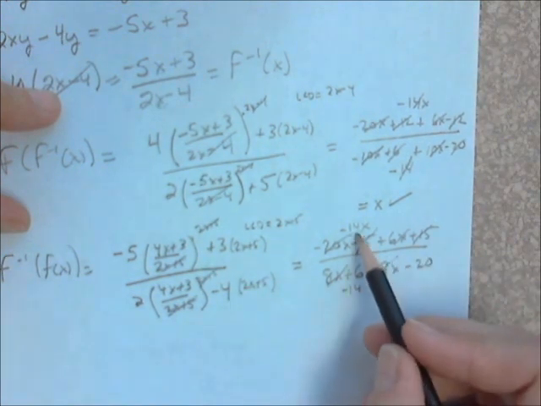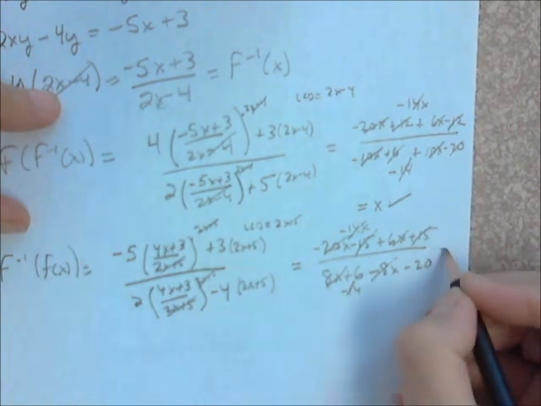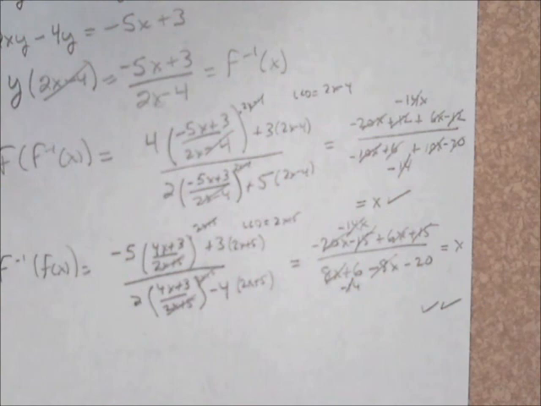You're left with negative 14x over negative 14. The 14's will cancel, and you're left with x. So there's the second part of the check. And that's it for today.